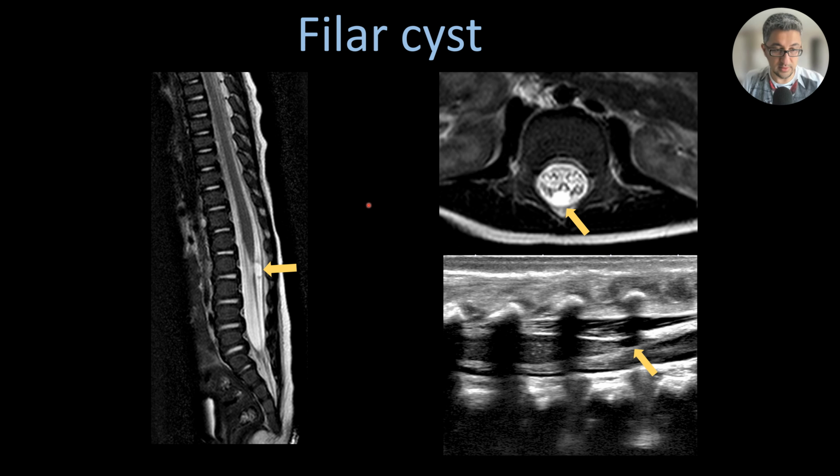Filar cysts are common, and they should not be considered an anomaly or a tumor. Here you can see a very typical one. They are usually located distal to the cord, not in the cord. On the ultrasound they can be seen better, but if you get some high-resolution images, you can see the cysts in the newborn period as well. They usually resolve after a few weeks, and here is the MRI correlation.